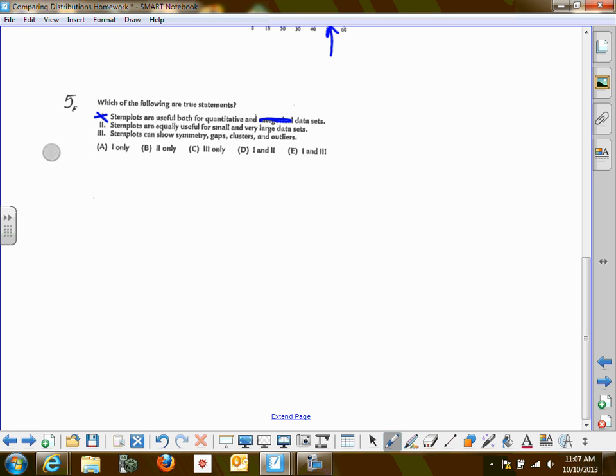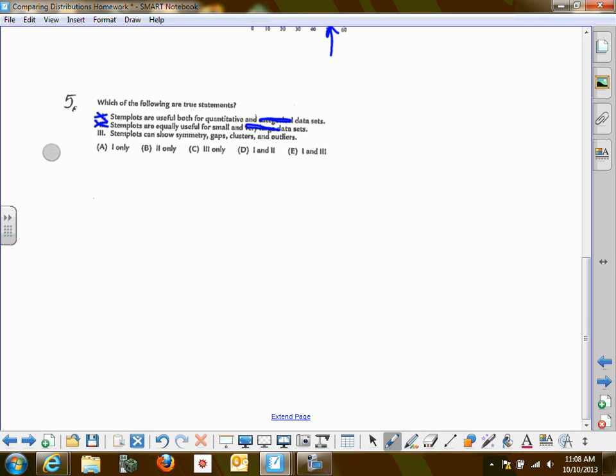It's not true because a stem plot would be very, very difficult to do what? With what? Yes. With large data sets, if you have 100 items, do you seriously want to sit there and put them in order and do them with a stem and leaf plot? No. So, 2 is out.